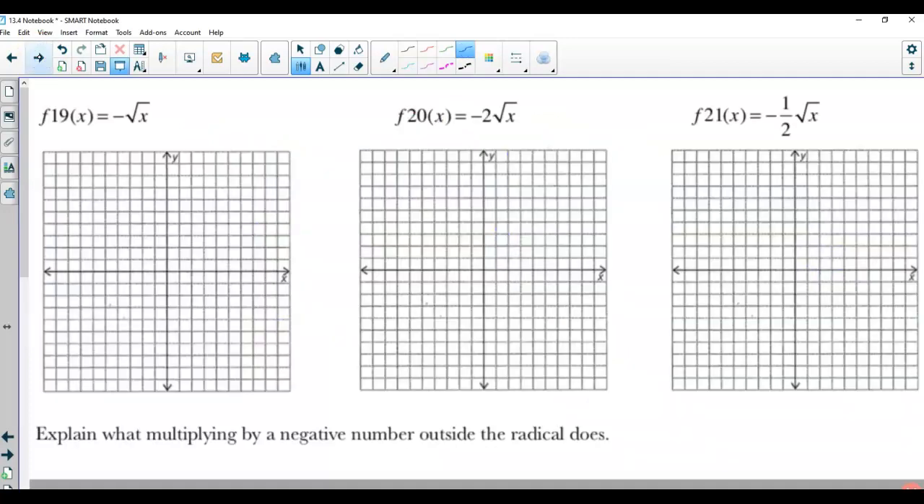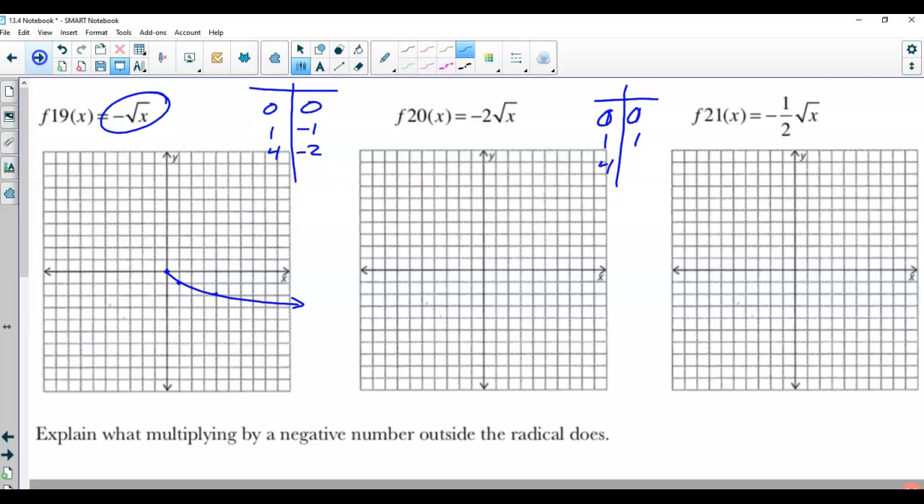And we are just going to come through here, and if I put things in, I got 0, 0, I got 1, negative 1, and I would have 4, negative 2. So that is affecting my outputs again, but I'd go over 1, down 1, I'd go over 2, down 2, and what did that do? How about this one over here? Well, now I have my parent points of 0, 0, 1, 1, and 4, 2.